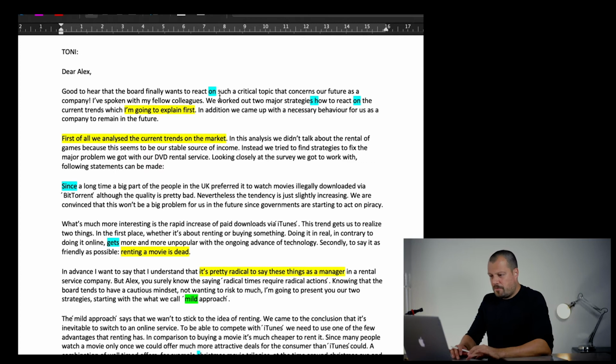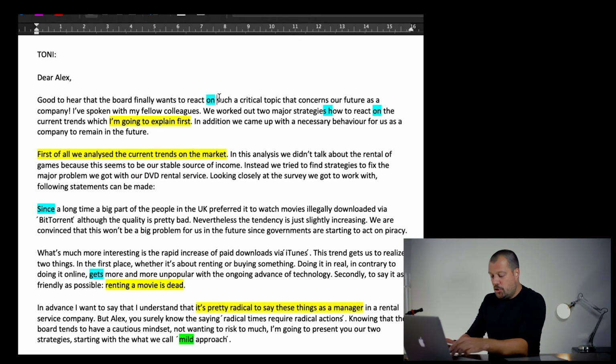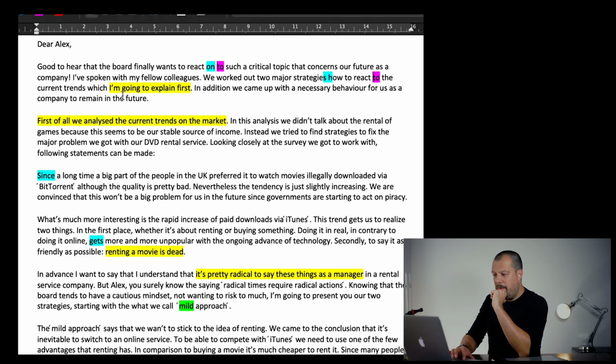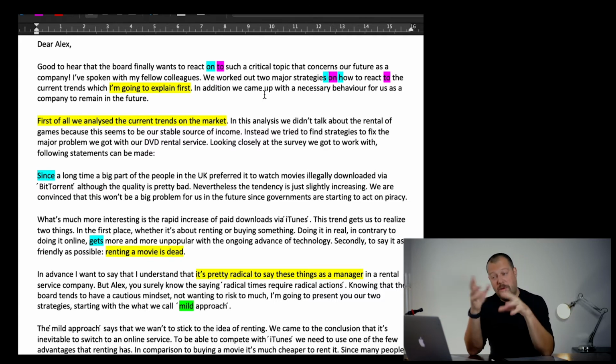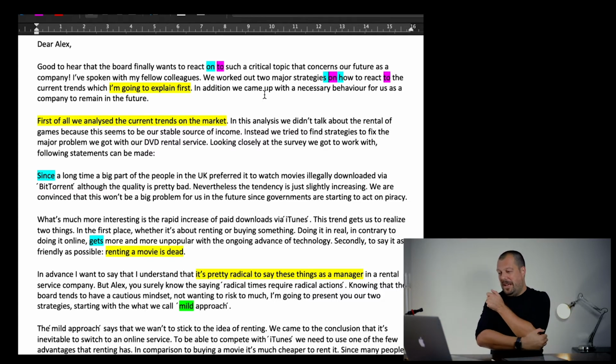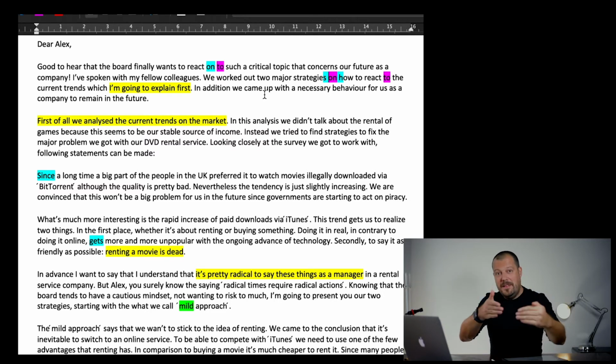First of all, the board wants to react to such a critical topic. And then we have again here, react to, reagieren auf, verstehe ich, but react to in English. But then here, annoyingly, we actually do need an on. We need to work out a strategy on how to. In German, no preposition required. Strategie, wie wir, das geht. Doesn't work in English, unfortunately.